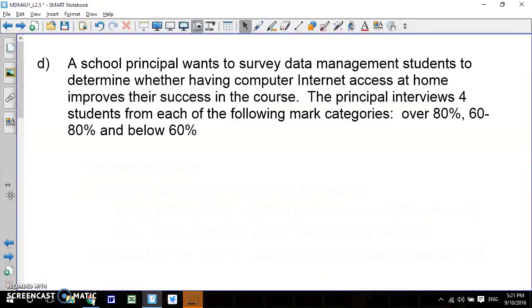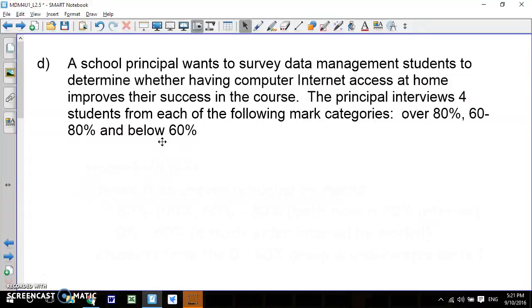A school principal wants to survey data management students to determine whether having computer internet access at home improves their success in a course. The principal interviews 4 students from each of the following mark categories: over 80%, 60 to 80%, and below 60%. Well, if you look carefully at these mark categories, over 80% means 80 to 100, so that's a 20% interval. 60 to 80% is also a 20% interval, but below 60% is more than 20. It's actually 3 times as wide.